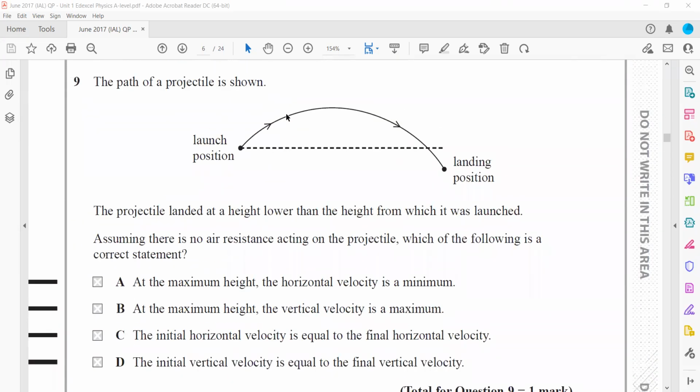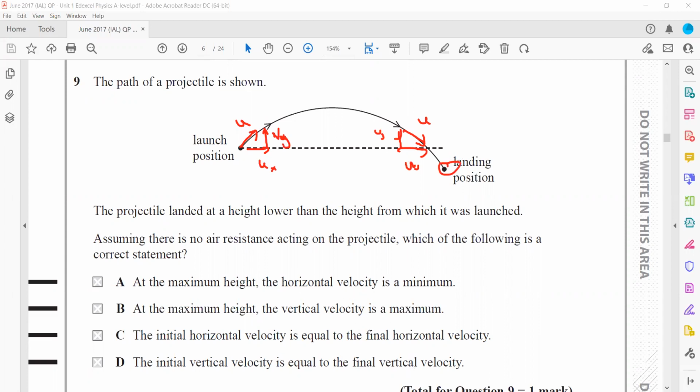Then the path of a projectile is shown. As you can see, this is the trajectory or path taken by a projectile. The projectile landed at a height lower than the start. Basically when we launch a projectile, the horizontal component at this point will be the same as the horizontal component at this point. The vertical component will be in the opposite direction, but the magnitude is also the same. But it does not reach this point, it is lower than that.